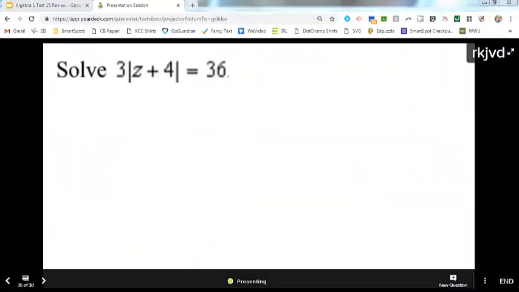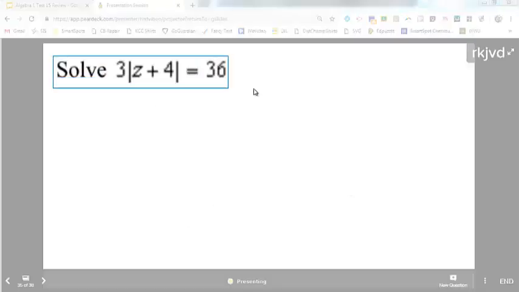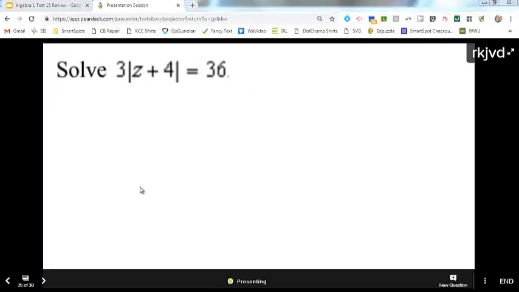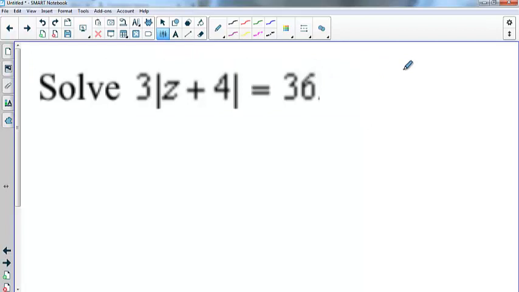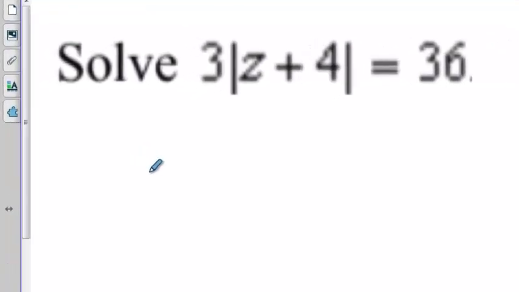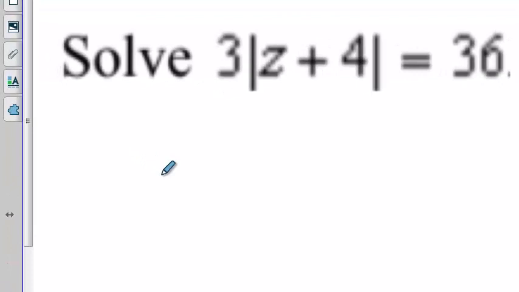All right, on this one, solve. All right, so what would I do first to solve this equation? I want the absolute value bars completely by themselves first. How can I make that happen? What's happening between the absolute value and the 3? So what's the opposite? I need to divide by 3. So I'm going to divide by 3 on each side.